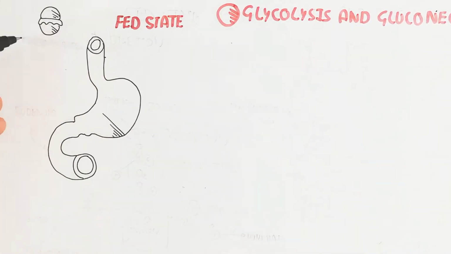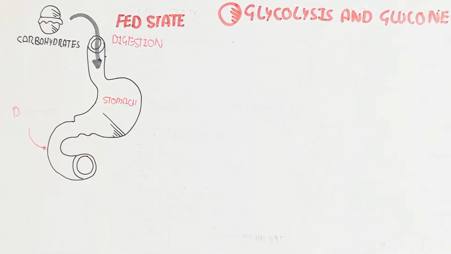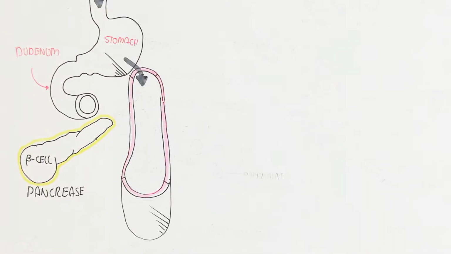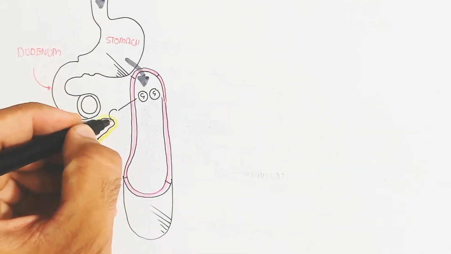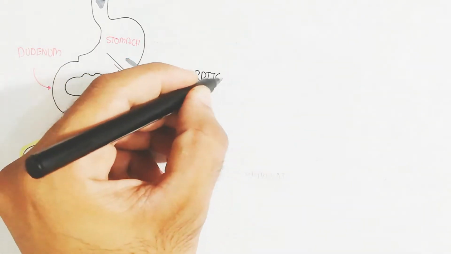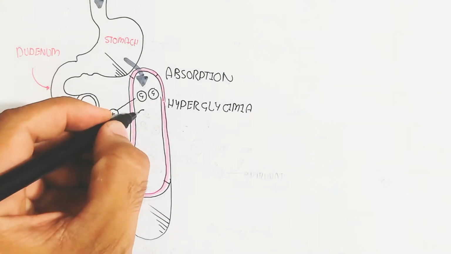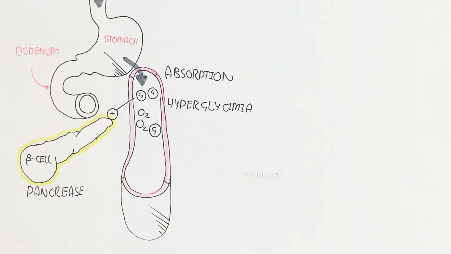In the fed state, when we eat carbohydrate, it goes into the stomach, and the digestion of the carbohydrate into simple sugar, followed by its absorption, occurs. The resulting hyperglycemia in the blood circulatory system stimulates the pancreas. The beta cells are stimulated to produce insulin.